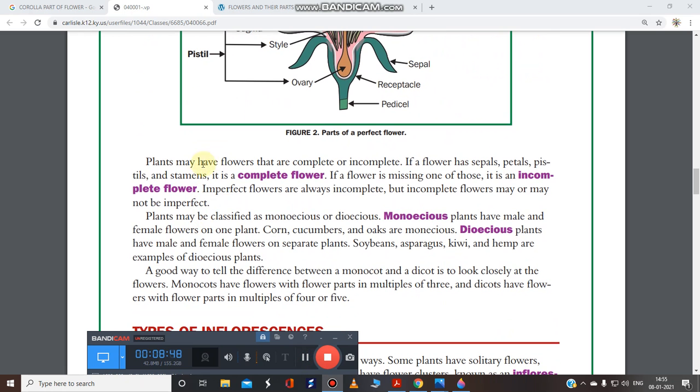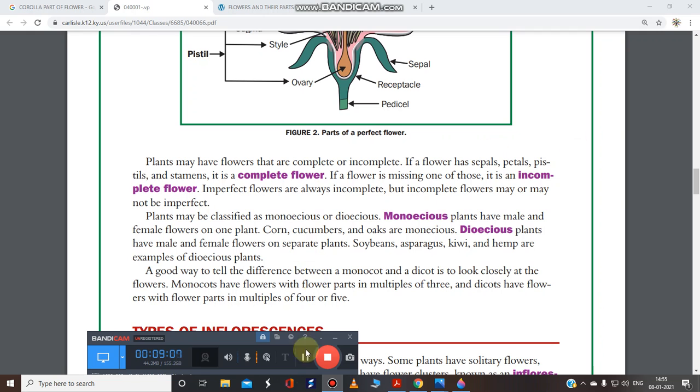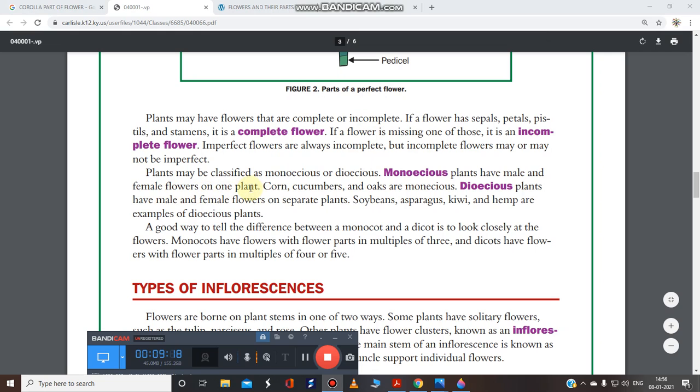And the plants may have flowers that are complete or incomplete. If a flower has sepals, petals, pistils and stamens, it is known as a complete flower. And if the flower is missing any of these, then it is known as an incomplete flower. That means the male flower is different and the female flower is different. By this, plants can be classified into monoecious or dioecious. Monoecious plants have male and female flowers on one plant. Remember this. Whereas dioecious plants have male and female flowers on separate plants.